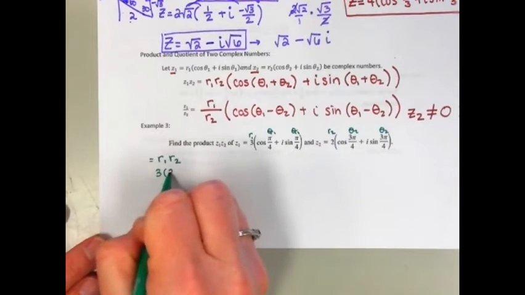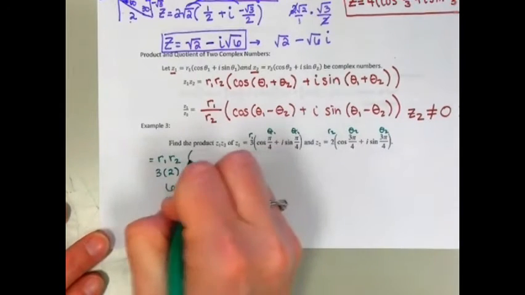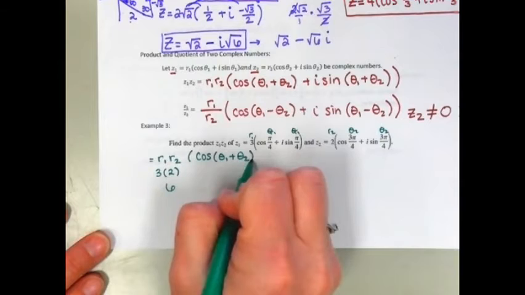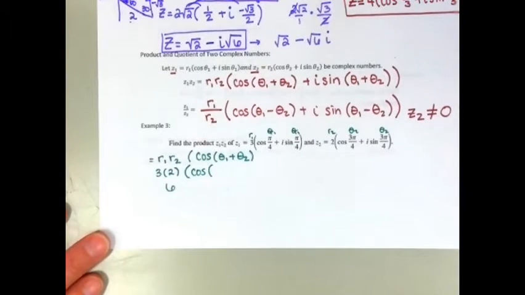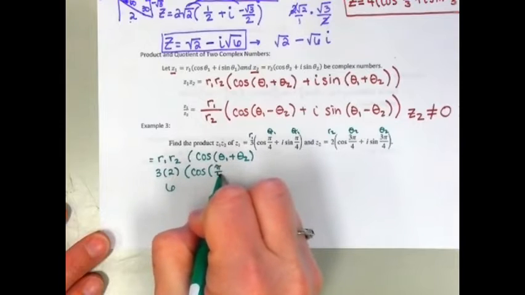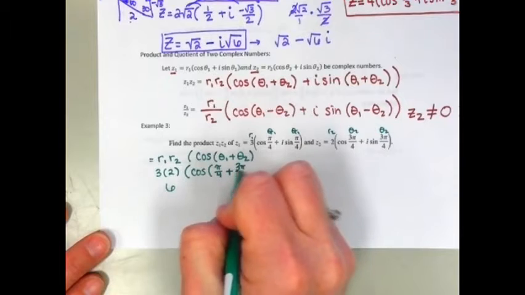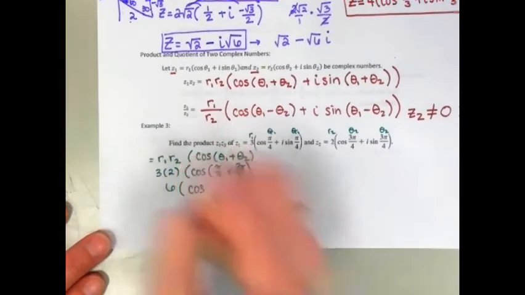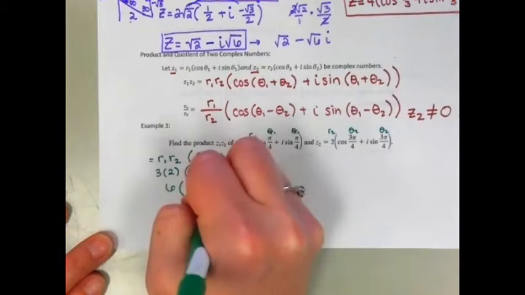3 times 2, which is 6. Is everyone okay with that? Okay. Then we multiply by the cosine of theta 1 plus theta 2. So we're going to multiply that by cosine. What's my first theta? Pi over 4 plus what's theta 2? 3 pi over 4. You guys okay with that? So we end up getting cosine of pi over 4 plus 3 pi over 4. Isn't it just pi?